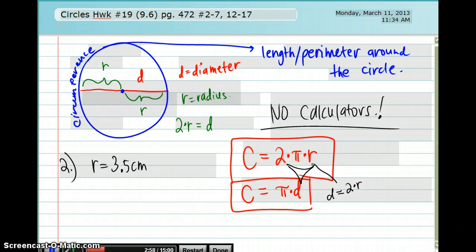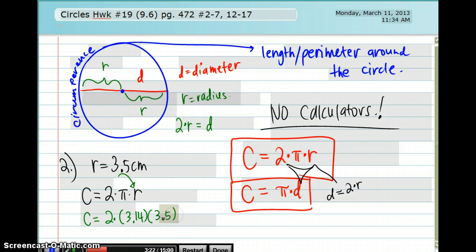So going back to number 2, I'm going to write the formula for every question. So my formula here is 2 times pi times the radius. All I need is for them to tell me the radius, and I'm going to plug that into my formula and then chug out my answer. My circumference is going to be 2 times 3.14, that's the estimation for pi, March 14th, times the radius, which is 3.5 centimeters. So I'm going to multiply all these 3 numbers together.